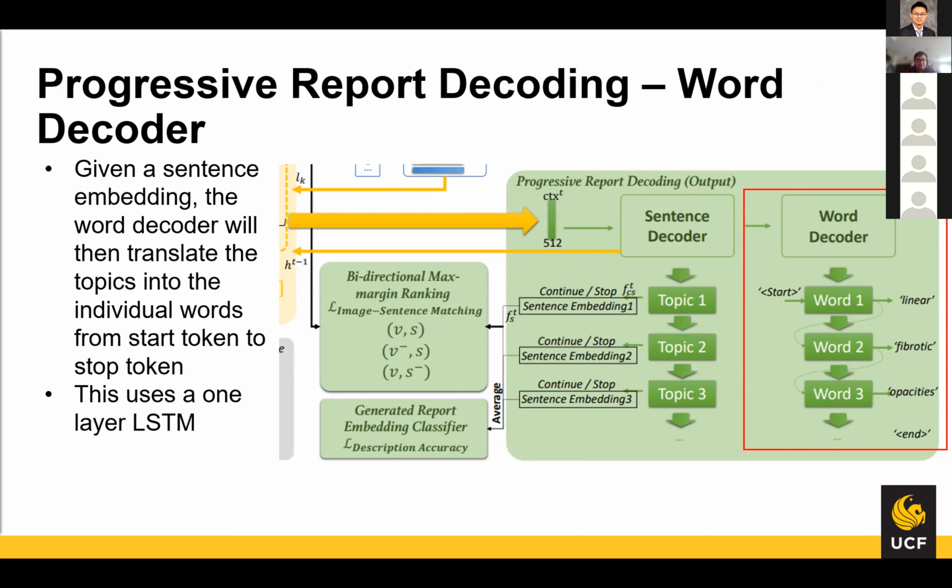And then moving over to the word decoder, this takes in the sentence embedding and translates that topic into individual words from the start token to the stop token. So this part is what actually decodes each sentence and says, start, what is the actual description of that topic and what word should I use in series. And this was implemented using just a single layer LSTM.